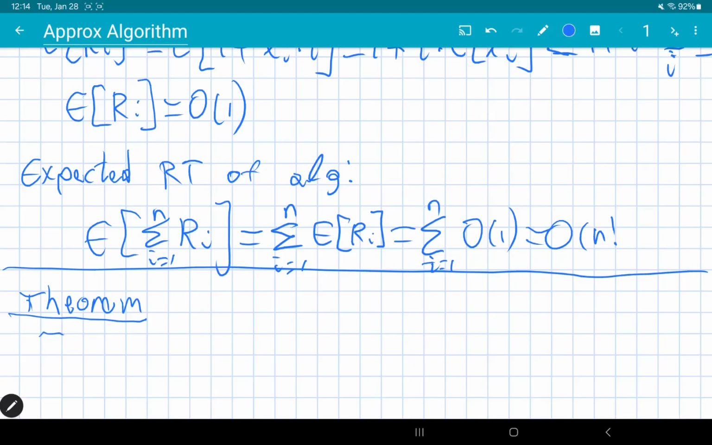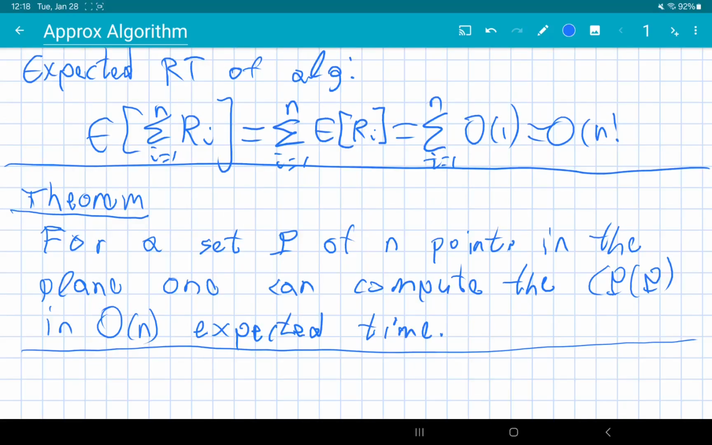The running time for a set P. Okay, so we got the following result. Given a set P of n points in the plane, but in fact this works, as I said, for any point set in Rd, where d is a constant, one can compute the closest pair of points and the closest pair distance in expected linear time.